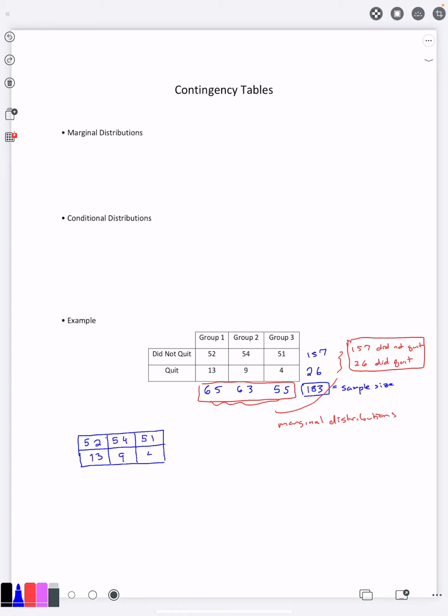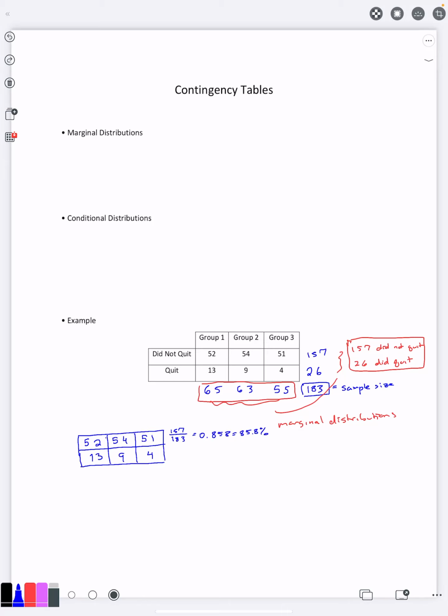13, 9, 4. And then we knew on the side here that there was 157 total, but let's say that's out of the sample size 183. So 157 divided by 183, and that means there was 85.7% or 0.857. Actually, sorry, if I round it better, it's 0.858 here. Or again, as I said, 85.8%.